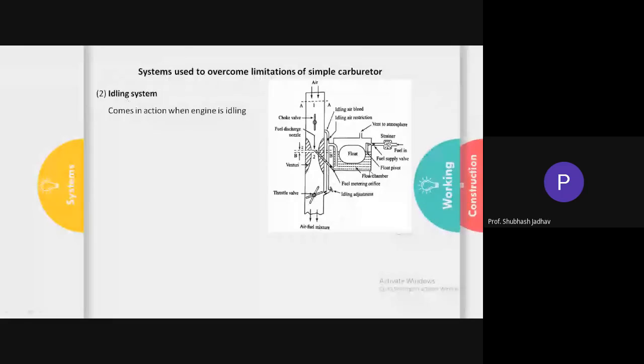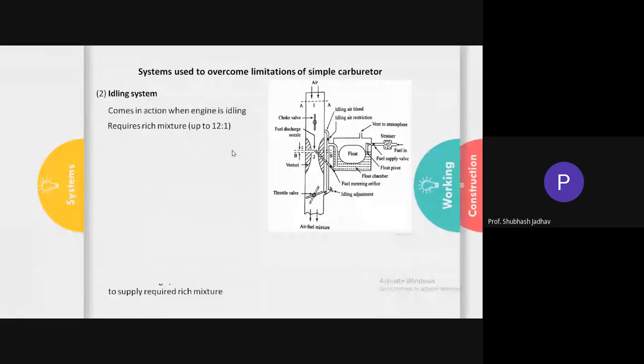So what we have done is, in such conditions, we have provided a separate system called the idling system, and this system will come into action when the engine is in idling condition. It requires a rich mixture up to 12:1. So this particular condition requires a comparatively rich mixture.